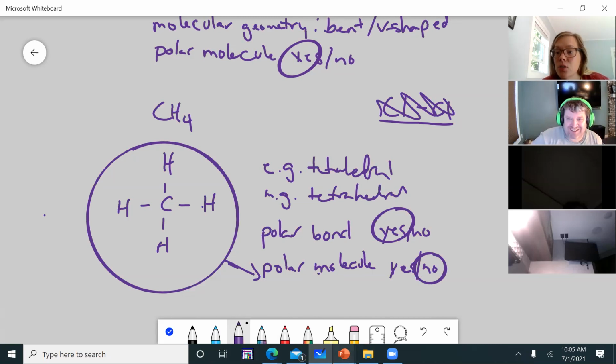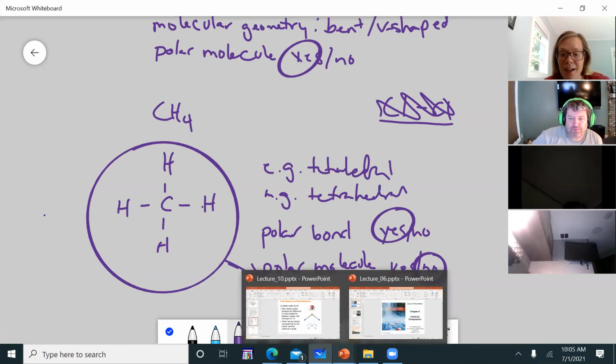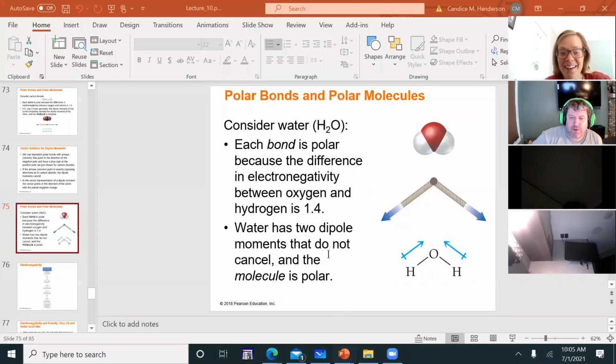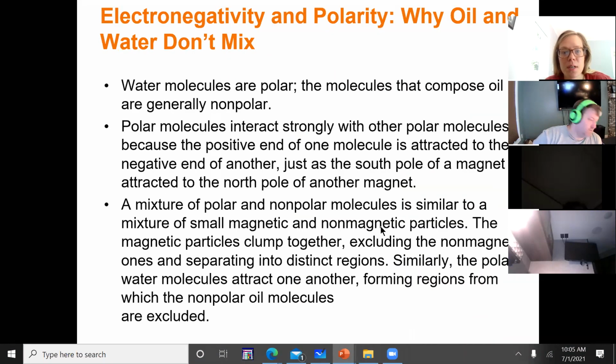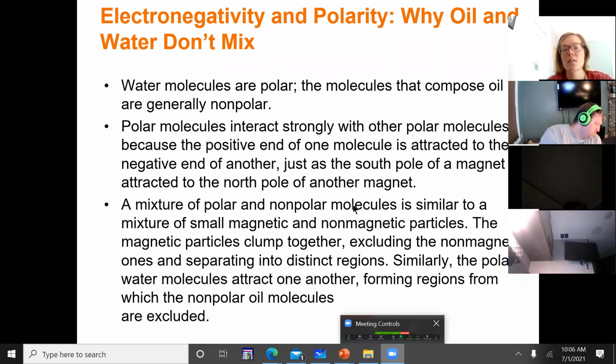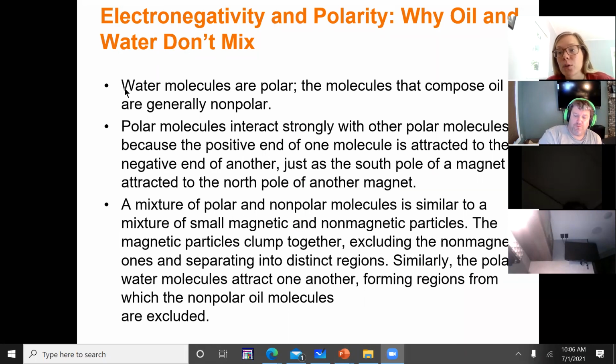So how does this relate to soap? Well, we haven't even talked about soap, but how does this relate to water and oil, and then hence soap? Okay, so here's some polar, nonpolar stuff. Why don't oil and water mix? The reason is because water is a polar molecule, right? It has those two lone pairs of electrons, whereas oil is generally composed of nonpolar molecules.